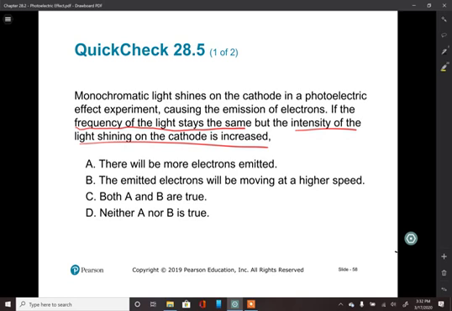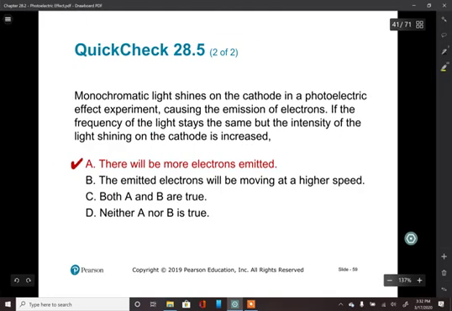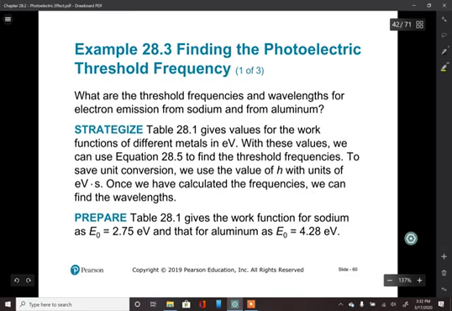By not changing the frequency, we keep the energy the same, which means the energy given to each electron is the same. So the kinetic energy, and therefore the speed, has to be the same. But the intensity going up means that we have more photons, so we get more electrons, more interactions. Okay, so now some calculation ones.